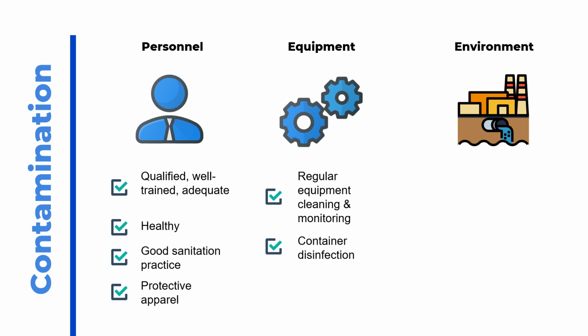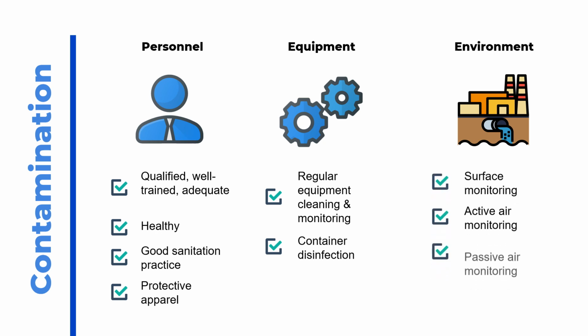To prevent contamination from the environment, regular monitoring can be done. Some examples of monitoring methods are surface monitoring, active air monitoring, and passive air monitoring or settling plates. These methods provide information on the microbial quality of the environment. Records of manufacturing history can also be used to identify errors in the manufacturing process.